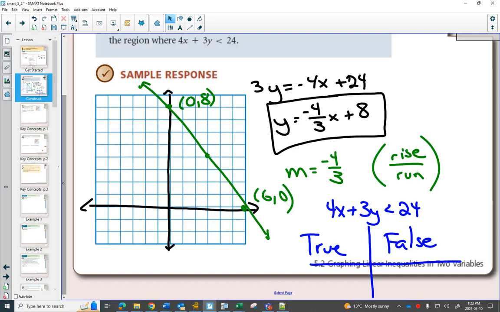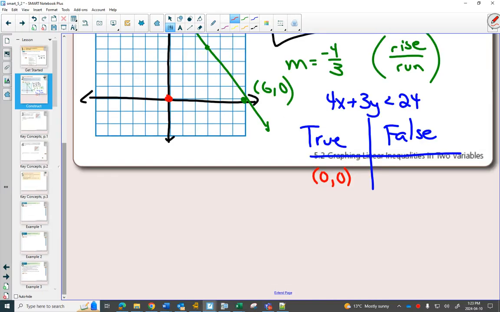What do you find? (0, 0). That's this point right here. (0, 0). Is it true or is it false? If you plug in 0 for x and you plug in 0 for y, is the statement true? Yes. Because 0 plus 0 is 0. Is 0 less than 24? True. So (0, 0) will go on the true side.